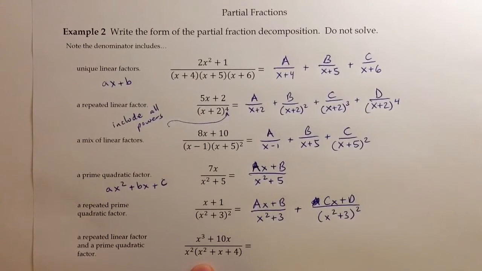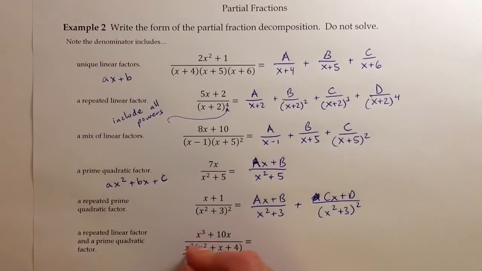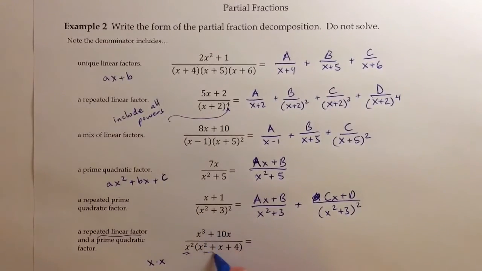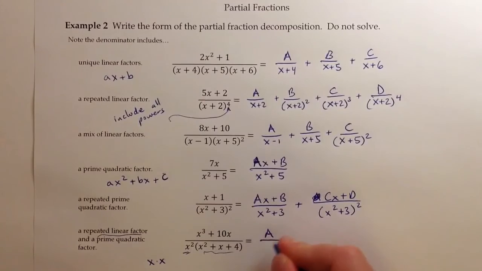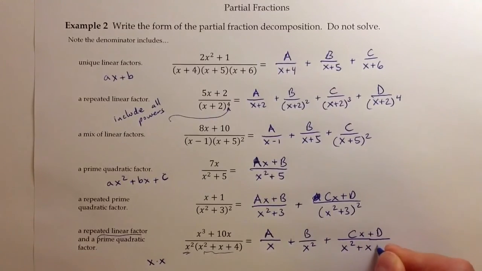And finally, in the last example, this is a little bit tricky. The x squared kind of seems quadratic, but in fact we can factor x squared because it's very simple. This can factor as just x times x. So this is actually a repeated linear factor, whereas x squared + x + 4 is a quadratic factor. So the partial fraction decomposition is going to look like a over x plus b over x squared, plus cx + d, since it's quadratic, over x squared + x + 4.